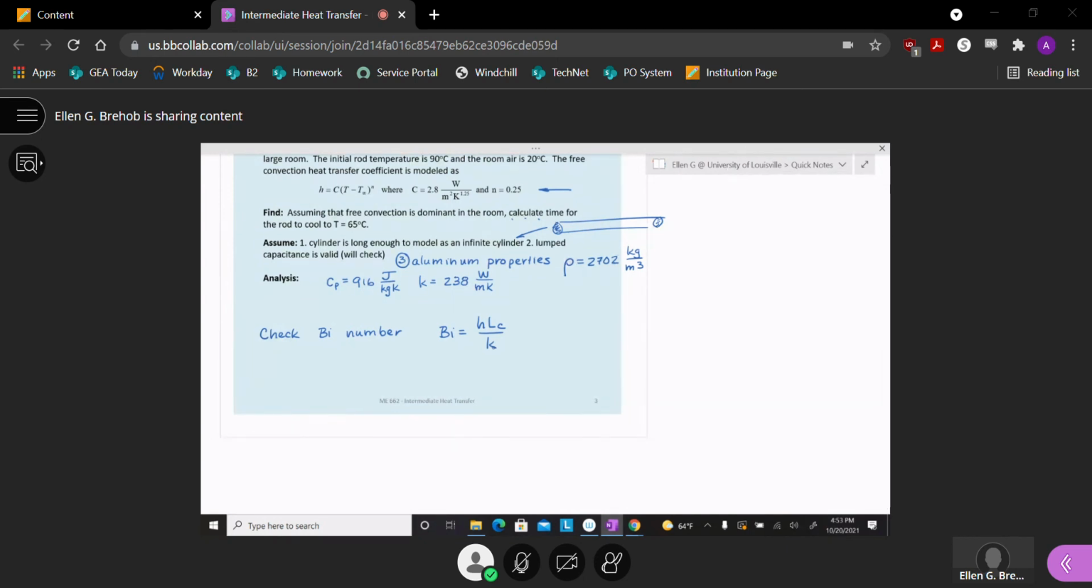So I'm going to do the two extremes. The initial rod temperature is 90 degrees C, and we want to get it to a final temperature of 65 degrees C. So we would expect that the initial temperature is going to give us a bigger temperature difference, and it's going to give me the higher convective heat transfer coefficient, and it's going to be the more critical case to check for lumped capacitance. But we'll check them both.